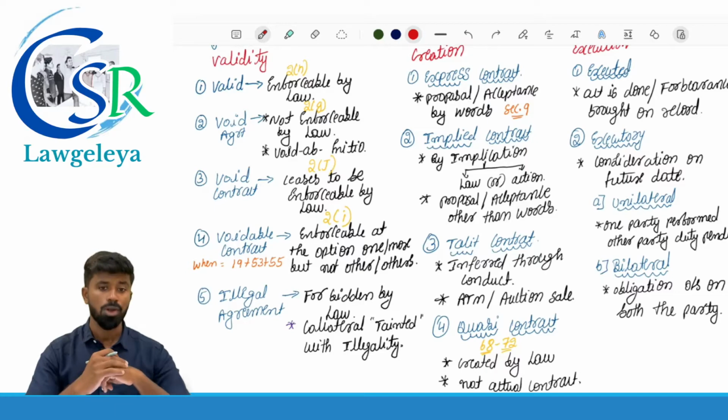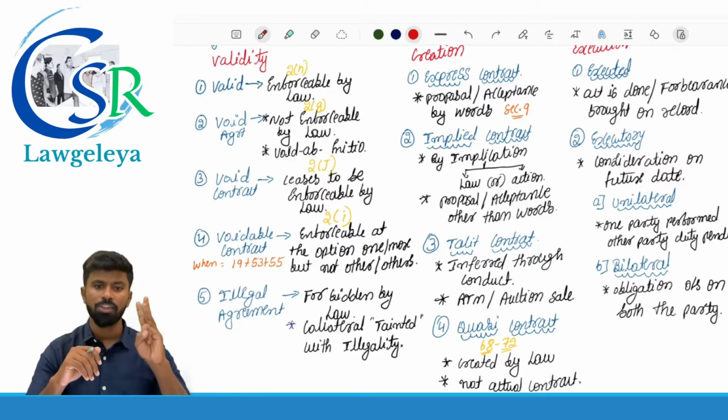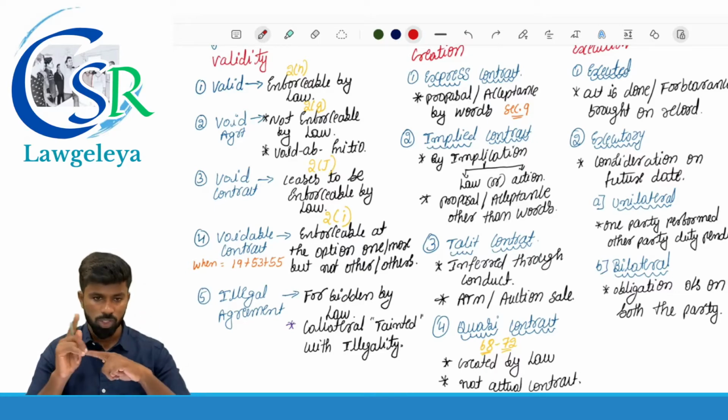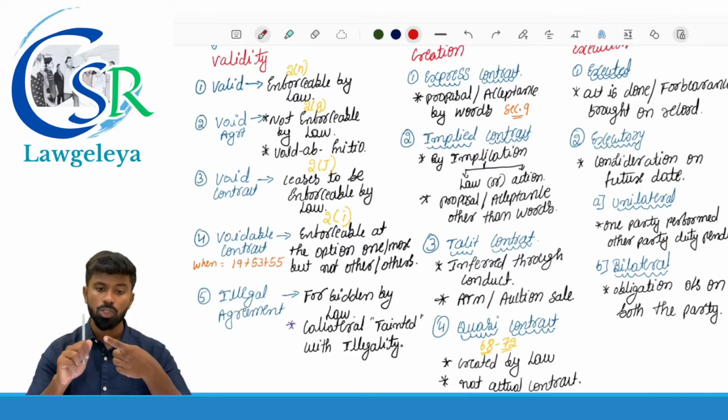A voidable contract. There are 3 scenarios in which a contract becomes voidable. First one, when the consent is not free, the person whose consent is not free will have an option to cancel it or to make it valid. So only at the option of the person whose consent is not free.